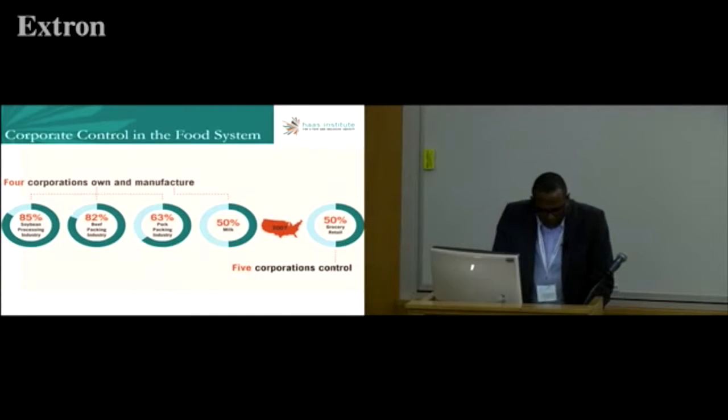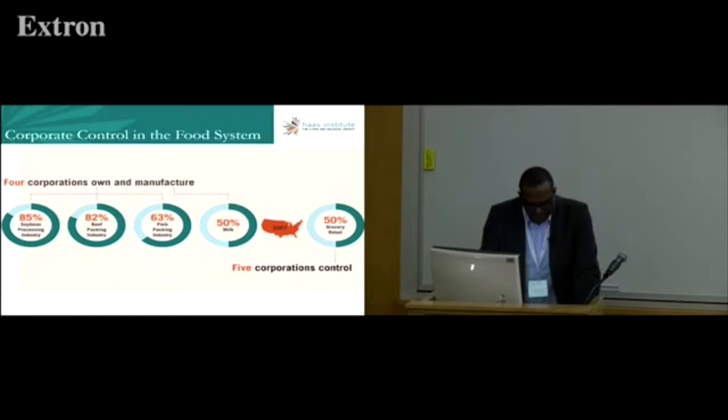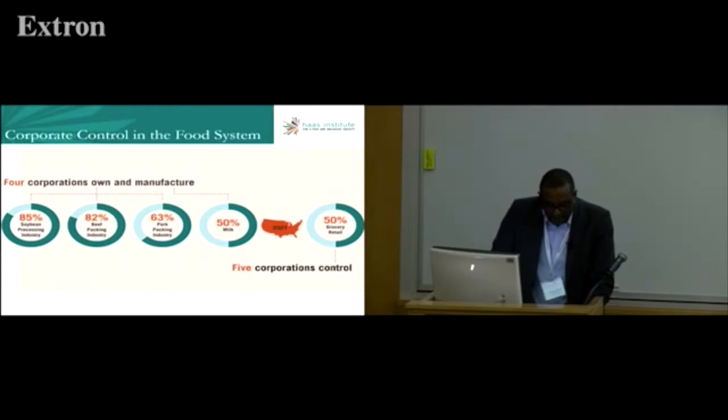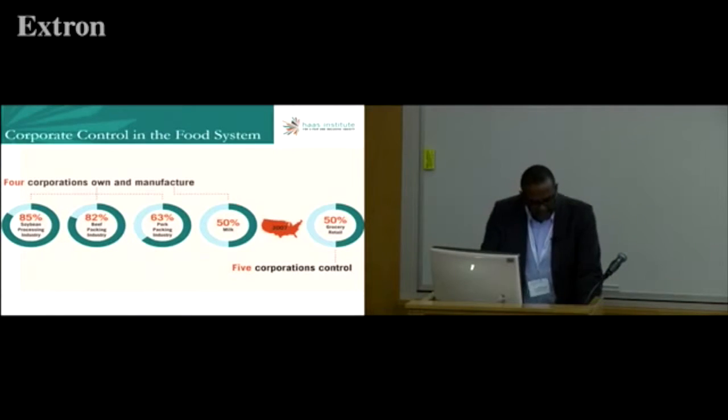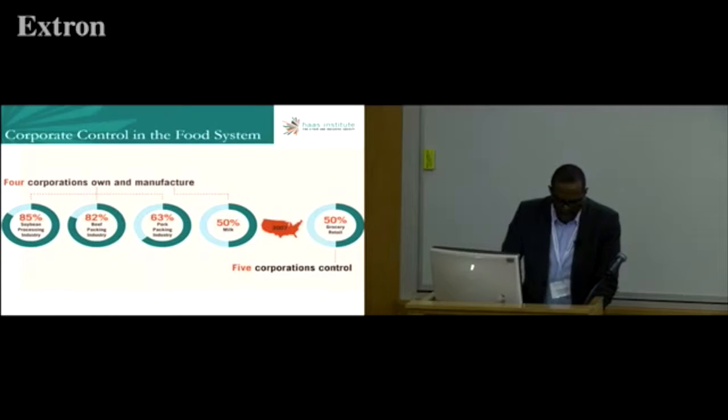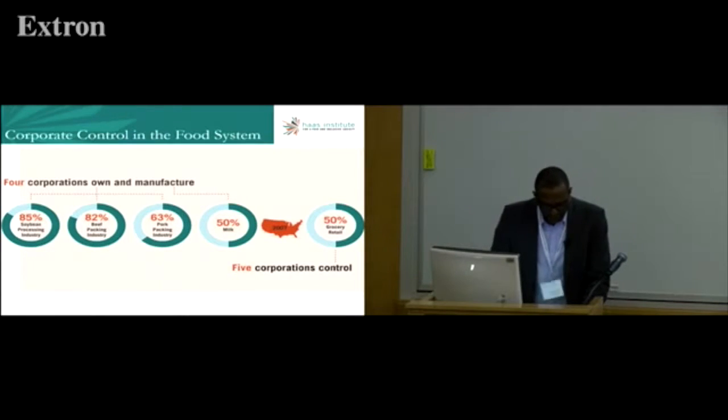As of 2007, four corporations own 85% of the soybean processing industry, 82% of the beef packing industry, 63% of the pork packing industry, and manufacture about half of the milk we have. While five corporations control 53% of grocery retail, more than what I have here on the slide. And globally, believe it or not, only about 500 companies control 70% of the food choices. Among them, the Big Ten generate $450 billion every year.